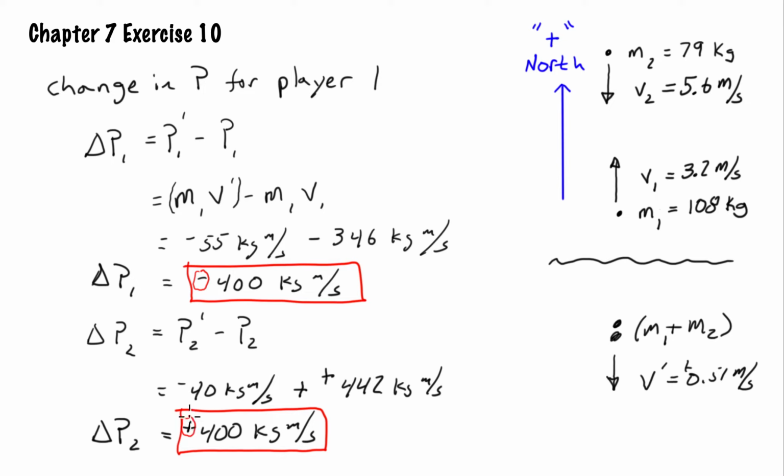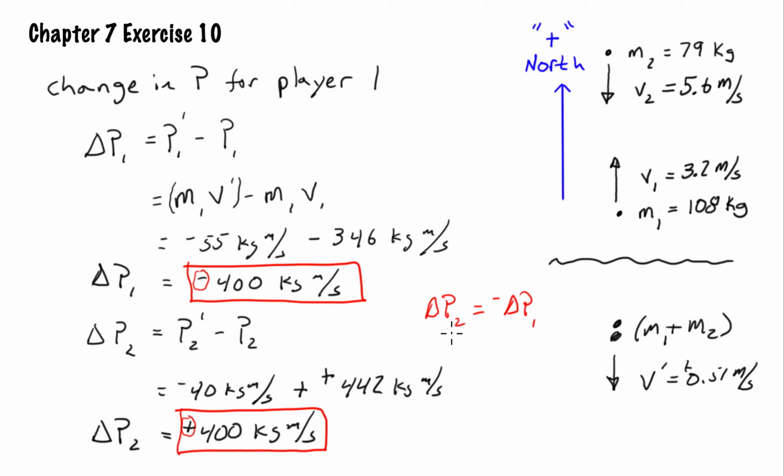In other words, the change in momentum of player 2 is equal and opposite to the change in momentum of player 1. But that's not an accident. That's a consequence of Newton's third law, because the forces that each of the players exert on one another are the same. So their change in momentum are the same because the collision took the same amount of time for each one of them. Or, said another way, the total change in momentum is 0.